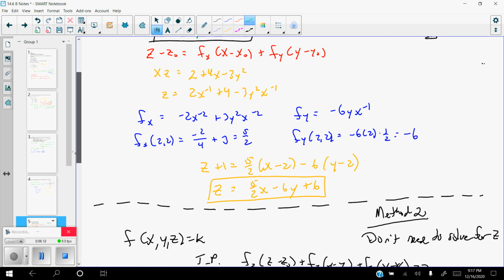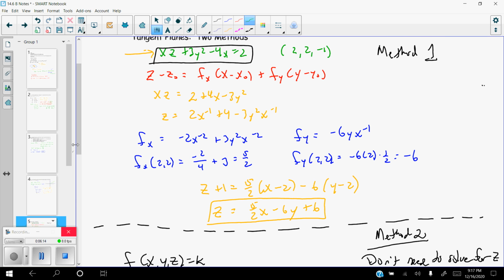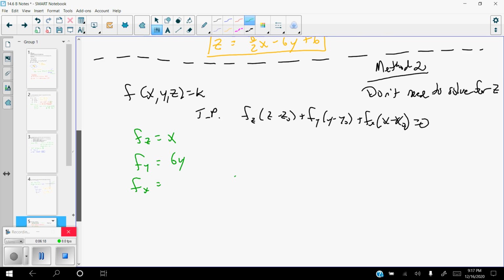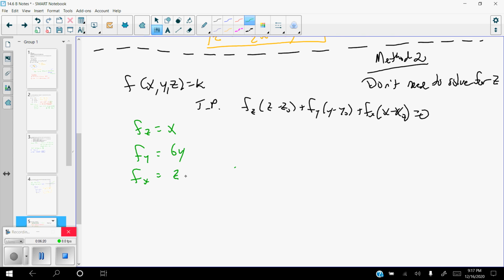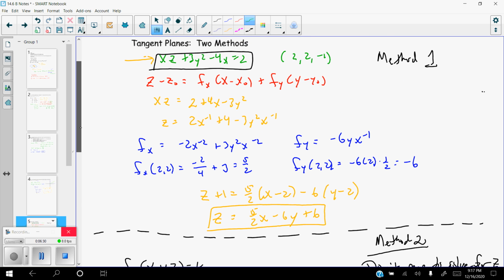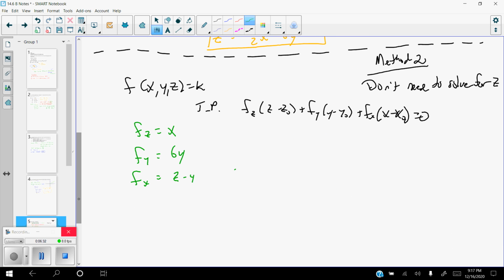And then the partial of this equation with respect to x is going to be z minus 4. Okay, the partials are not too terribly difficult. I do need to plug it in. So this time I got to plug in 2, 2, negative 1. As a matter of fact, let me write that down here. The point was 2, 2, negative 1.